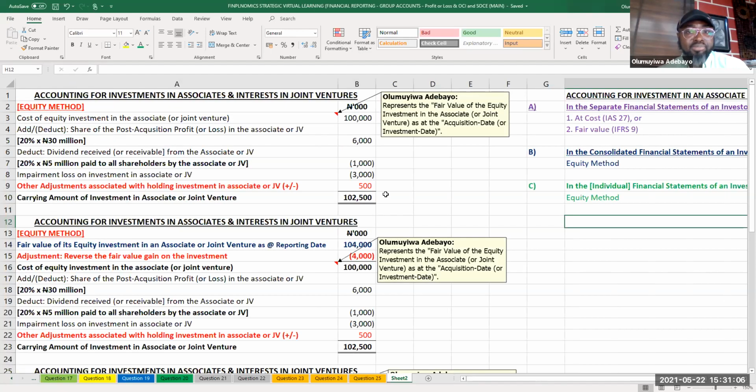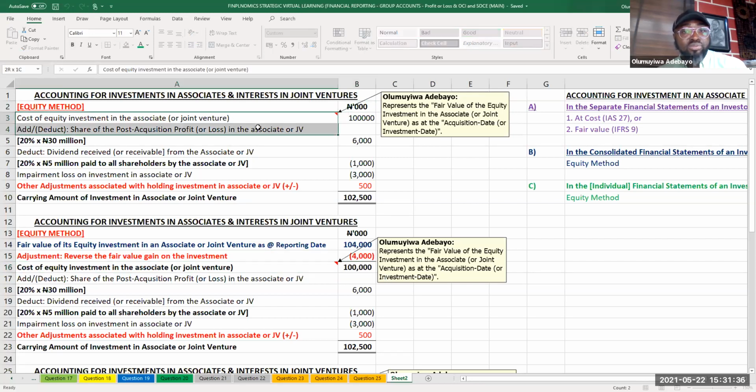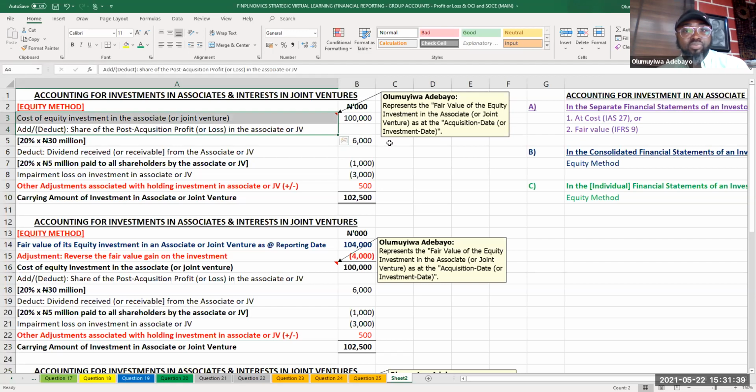Remember, this is the methodology where you don't fair value it subsequently, which means you only adopt cost. And when you fair value it subsequently, you always reverse that fair value gain or loss before you proceed in your equity accounting, thereby always resorting back to this cost of equity, which is what you have here and what you have here. Let me put color to signify them.